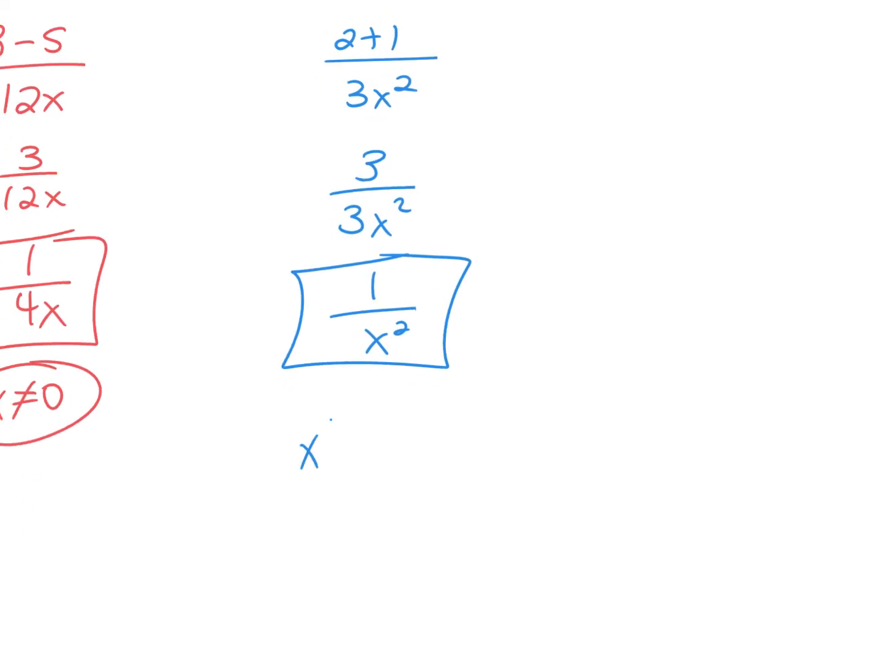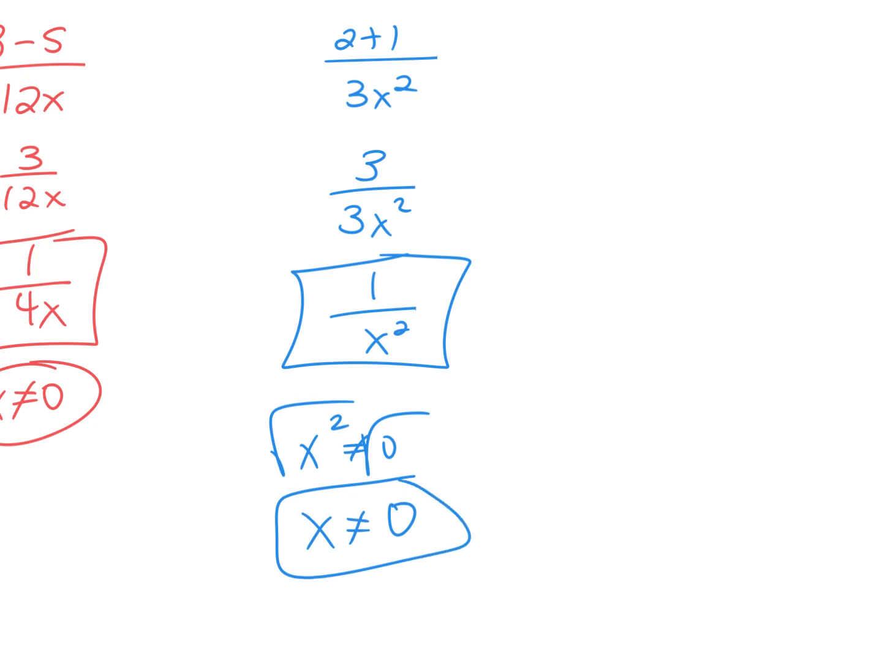X cannot be 0. If you said x squared cannot be 0, you take the square root of both sides, right? So x equals, when you take the square root, what goes in front of your answer? Plus or minus. Is there such a thing as plus or minus 0? No, so it would just be x cannot be 0.